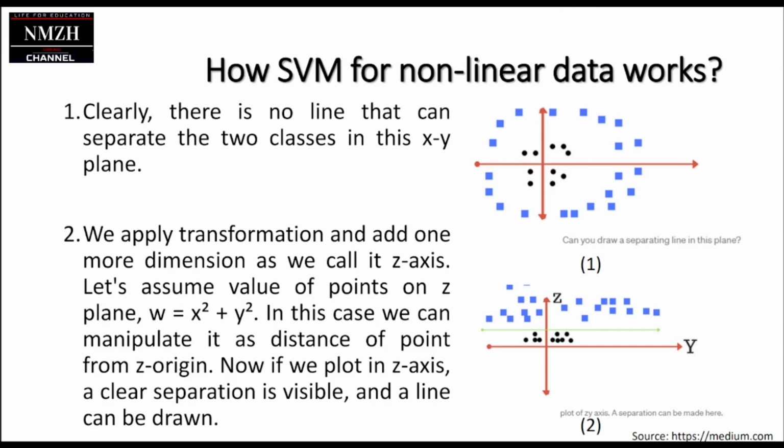try to put the kernel trick over here, we apply a transformation and add one more dimension, as we call it the z-axis. So imagine this is y, this is x. So basically this graph is turning into this space, with y over here and x over here. Then we can see that the separation happens when we add the z.